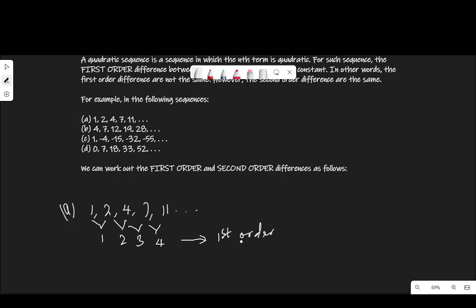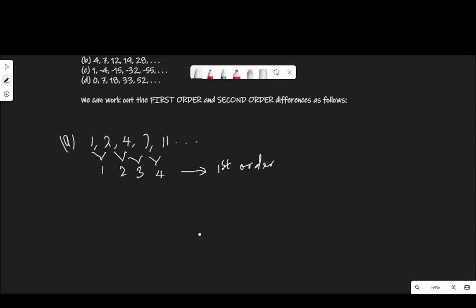For us to get a constant difference, we need to take the second order difference. Let's do that. 2 minus 1 is 1. 3 minus 2 is 1. 4 minus 3 is 1. This is the second order difference, and we can see that it gives us a constant number. So a sequence like this is called a quadratic sequence.